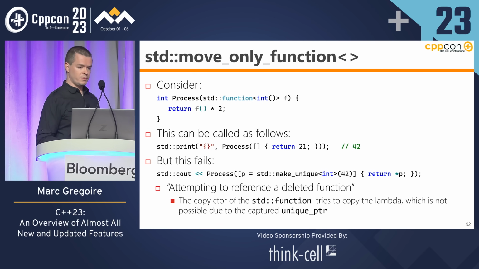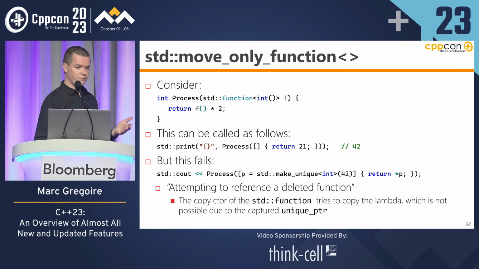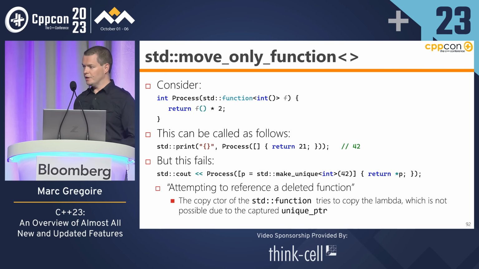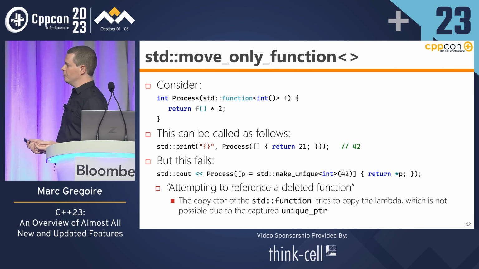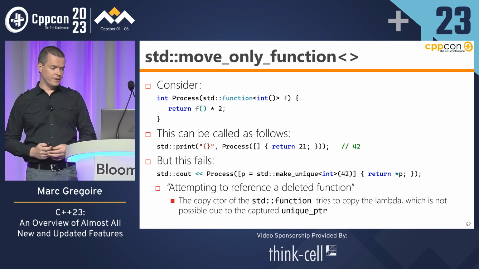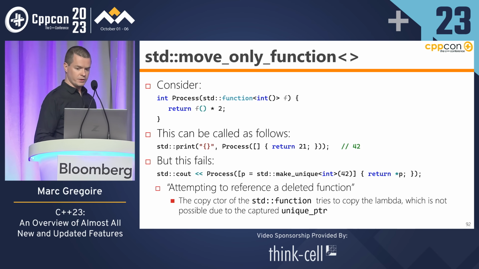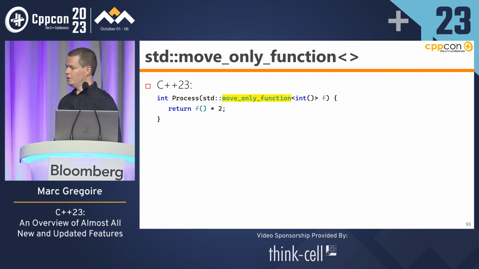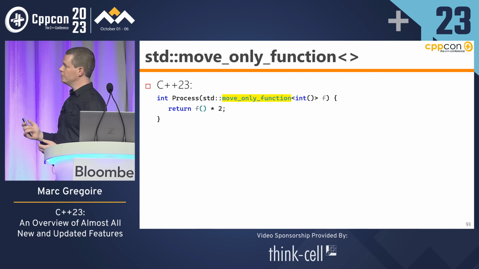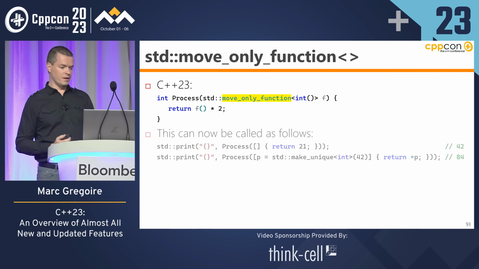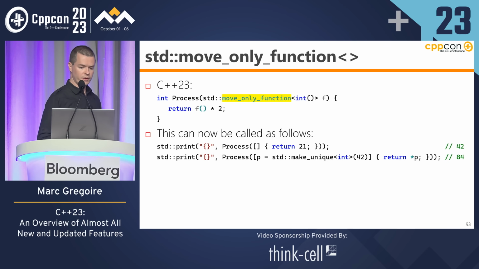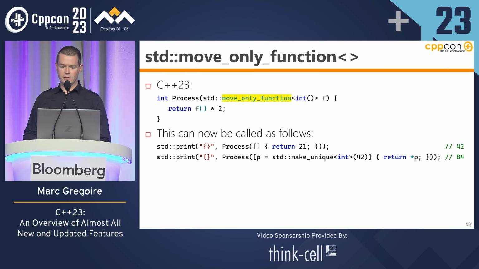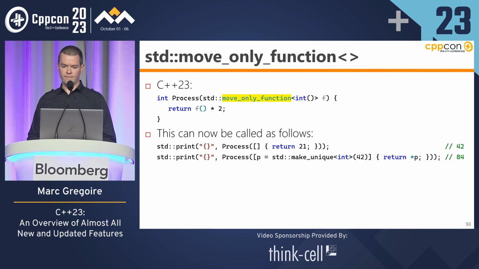Why? Because to pass this to my process function, std::function will try to make a copy of my lambda expression. And since my lambda expression will have a unique pointer inside it, you cannot make a copy. So it will complain that it is attempting to reference a deleted function. In C++23, there is std::move_only_function. If I change my parameter type of the process function to std::move_only_function, then both of the examples from the last slide will work. The first one obviously still trivially works, but now the second one as well because of the move_only_function.